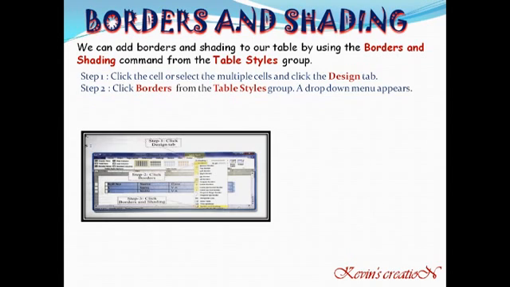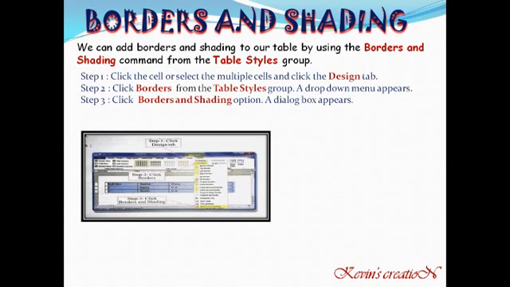Click borders from the table style group. A drop down menu appears. From here you have to select this borders. When you click border, you can see this, so many options are there. A drop down menu appears with many options, which type of border you want, so you can select from there.